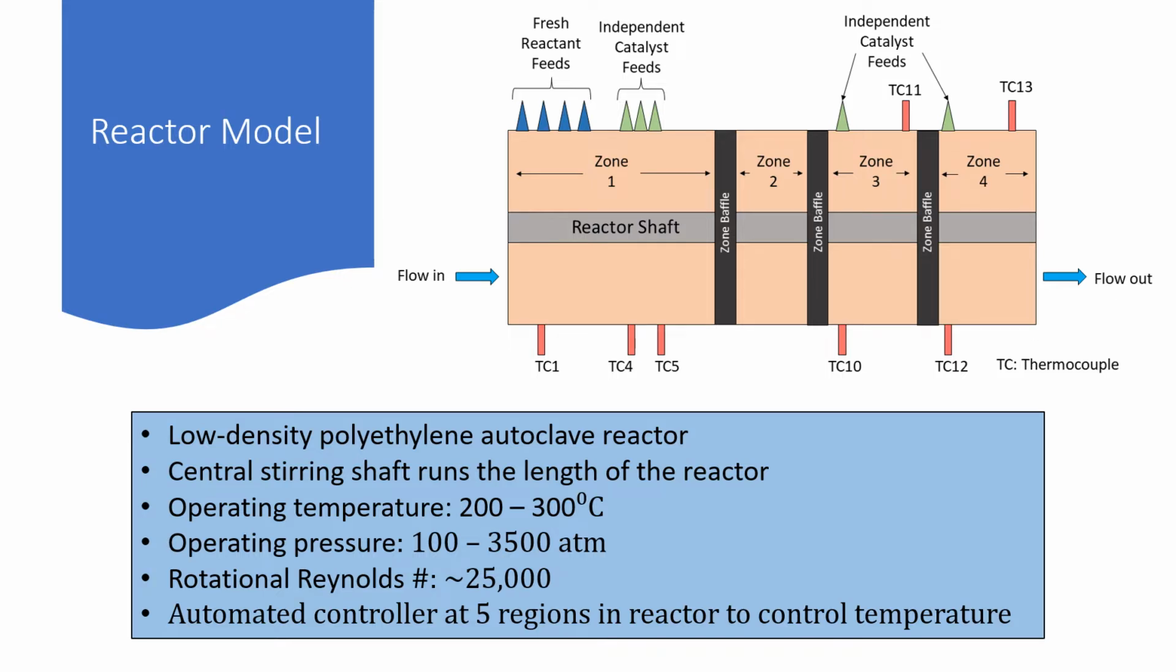So it has a centralized stirring shaft that runs the entire length with zone baffles separating the reactor into 4 separate zones. The operating temperatures can be between 200 and 300 degrees Celsius, with operating pressures between 100 and 3,500 atmospheres. The rotational Reynolds number is around 25,000 in the bulk flow regions, and I will note that we have automated controllers to control the temperature at different points within the reactor.